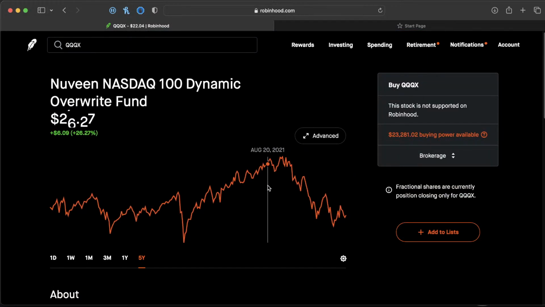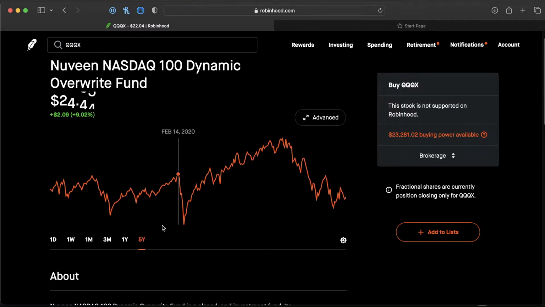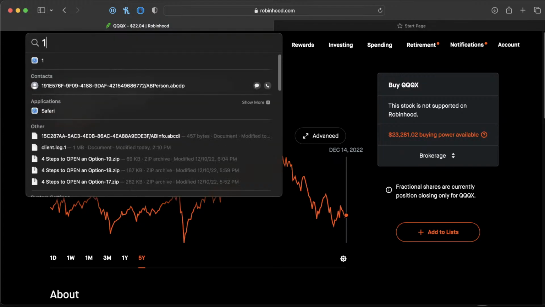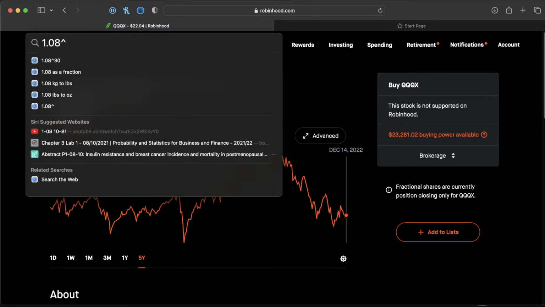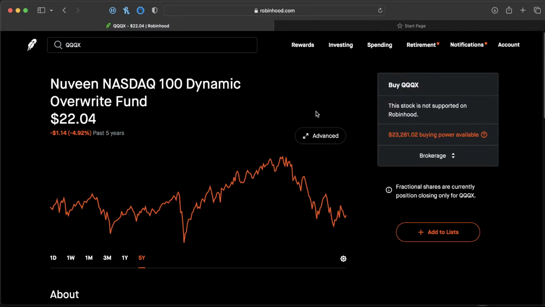I bought my shares on Fidelity, but the yield, what they pay you back, is 8.4%. So if you look at the last 5 years of trading, it's down 4.92%. But since you're getting around 8% a year in cash that they're paying you, that would be 1.08 to the fifth power. You'd be up about 46%, or you'd have 46% more cash if you didn't decide to reinvest it.